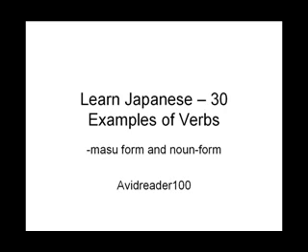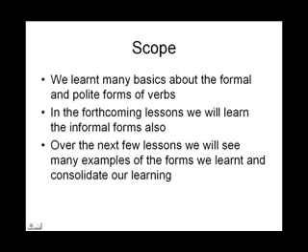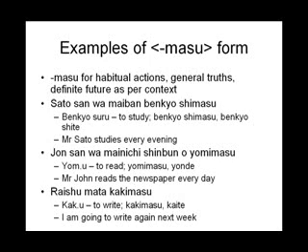To give you the context, in the last 5 lessons, we discussed the basics of verbs and their polite form conjugation. In this lesson, I will start giving more examples highlighting usage patterns and sentence structures. The focus so far has been on the verb conjugation, particularly the formal polite form. We will cover the informal plain form in future lessons. Apart from the present and future tenses, the masu form is used to describe habitual actions, general truths, and definite future as per the context.